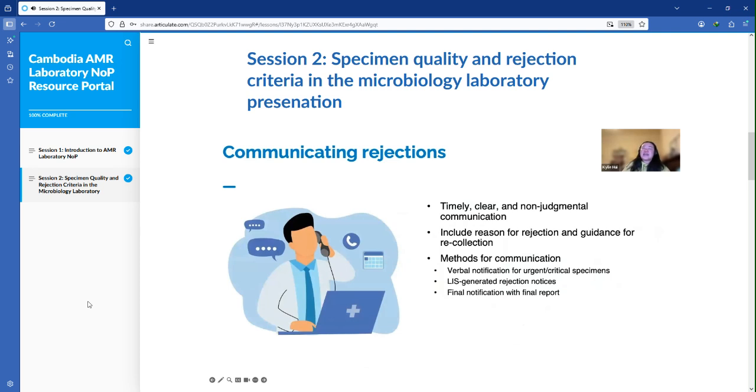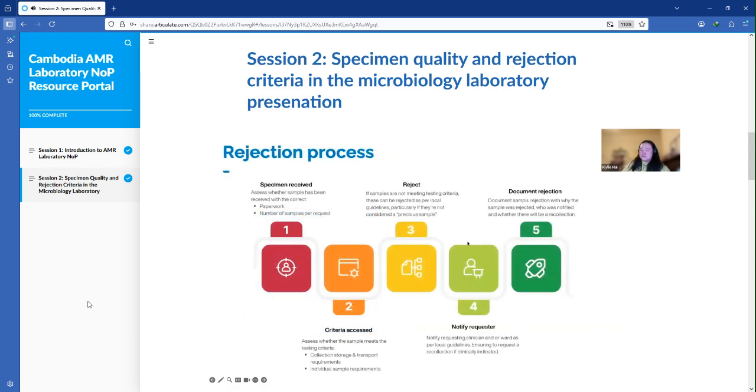So how do we communicate the rejections? We want to communicate the rejection in a timely, clear, and non-judgmental way. What I mean by non-judgmental is we don't want to tell the doctor or the ward that they're wrong and they need to recollect because what they've done is incorrect. You need to communicate it clearly so they understand what has happened, that it needs to be rectified by following steps A, B, and C, and whether they would like to recollect or not.